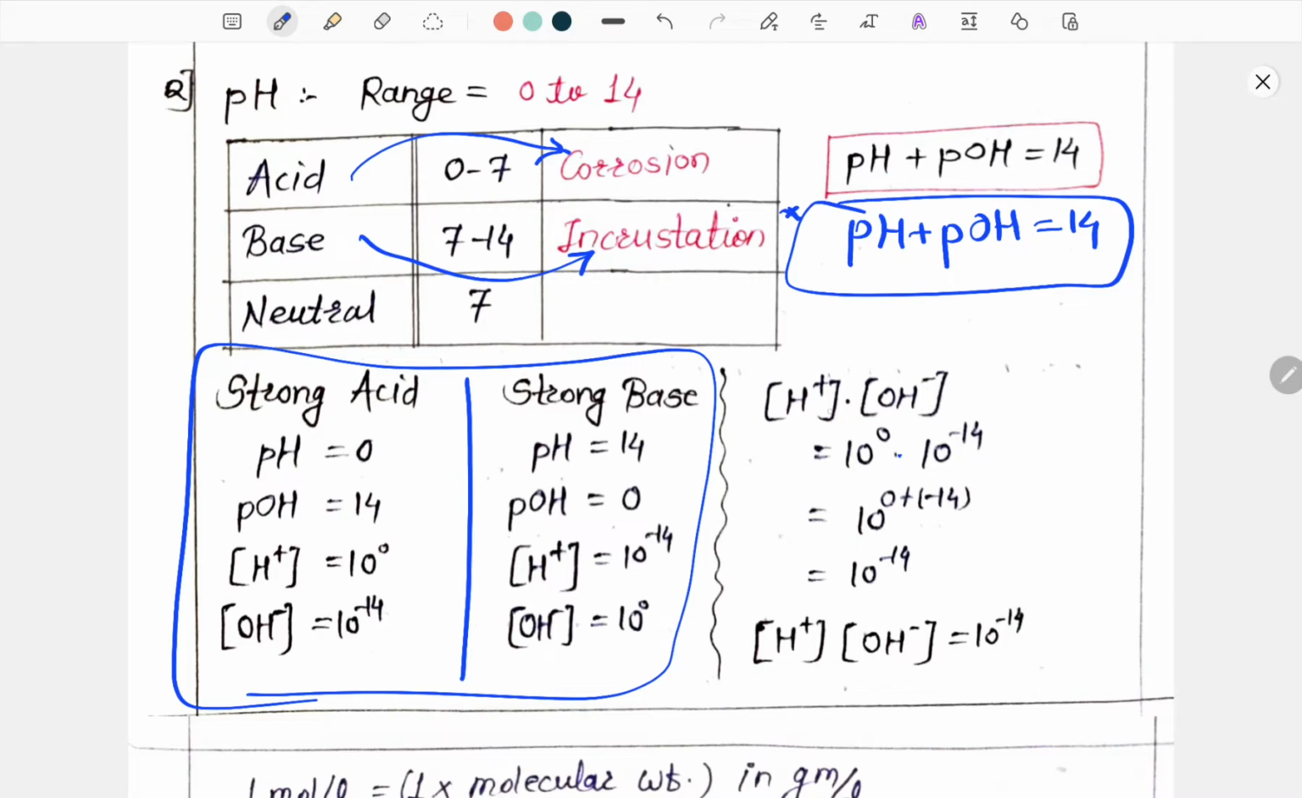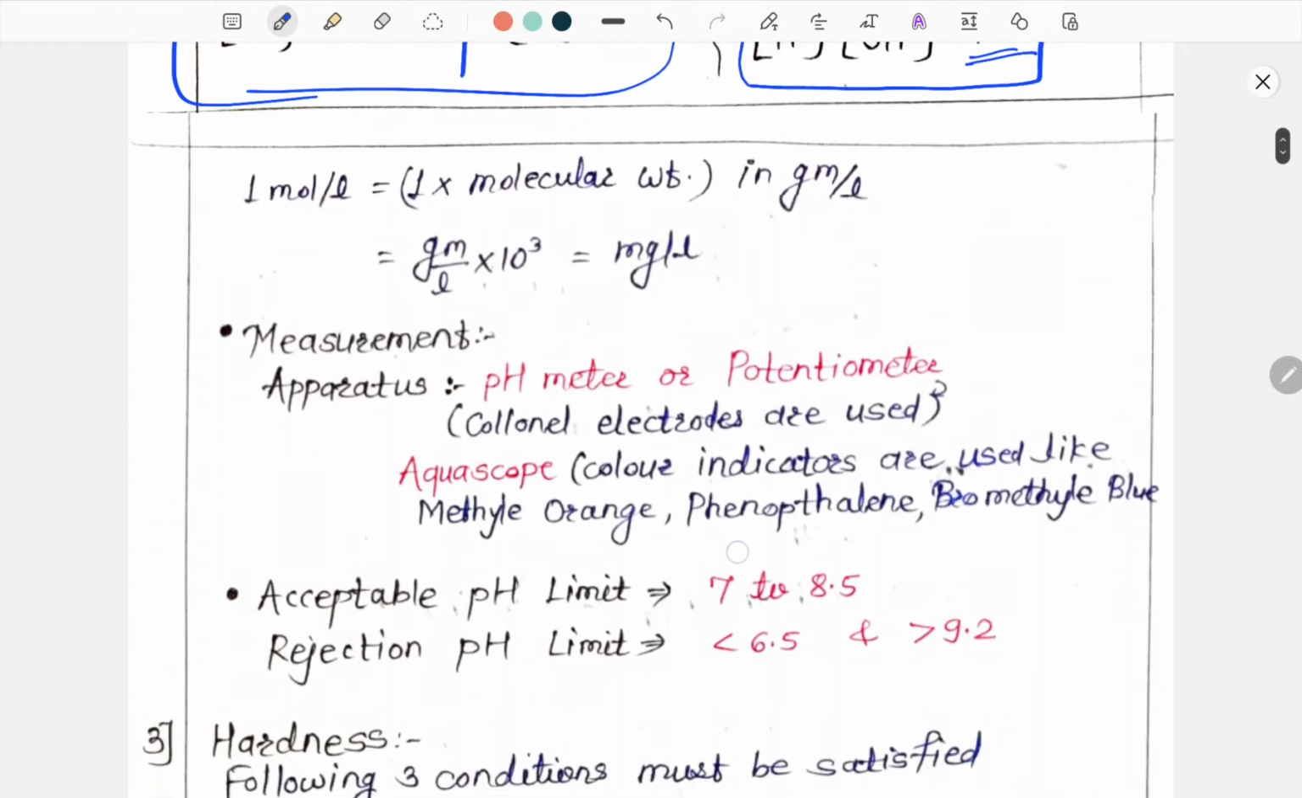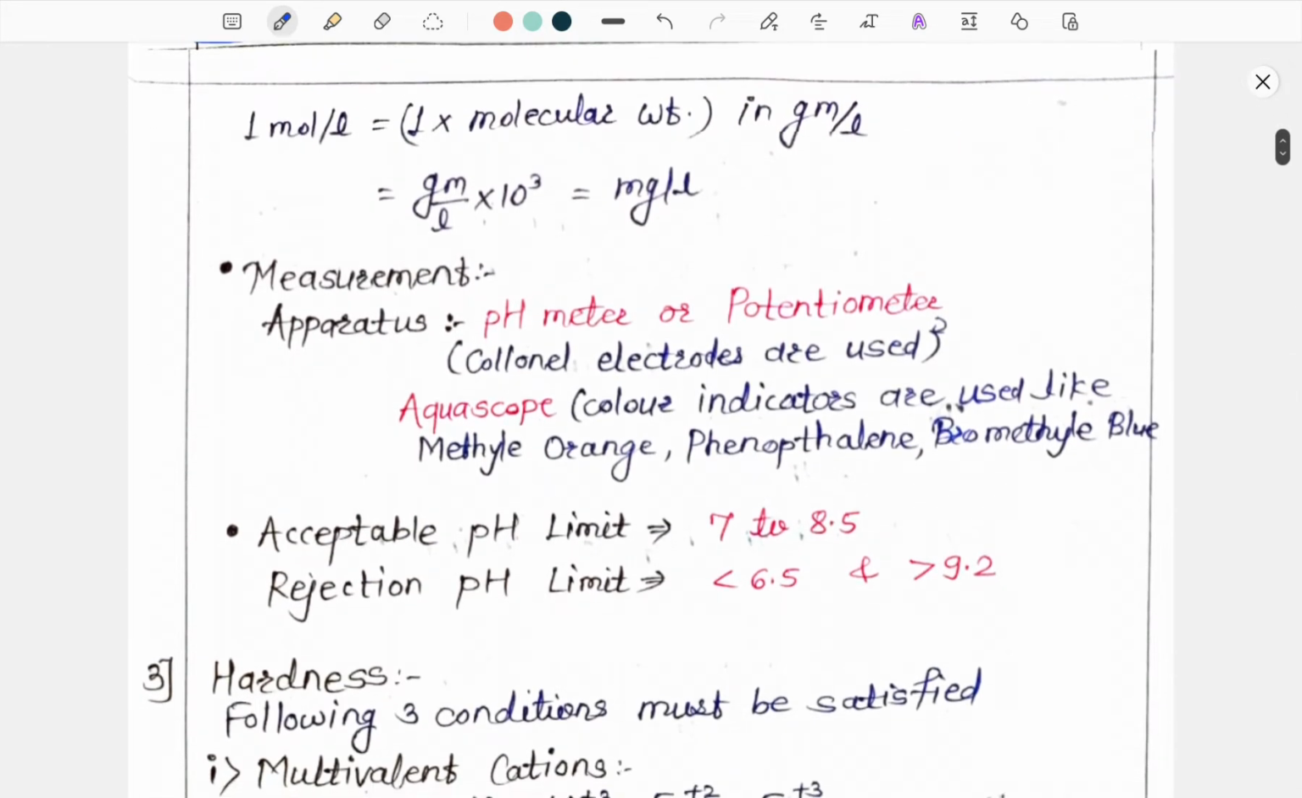Here, the multiplication of the concentration of H plus ions and OH minus ions: in the case of a strong acid, the concentration of H plus ion is 10 raised to 0, multiplied by the concentration of OH minus ion, which is 10 raised to minus 14. So we will get 10 raised to 0 minus 14, which is equal to 10 raised to minus 14. So the multiplication of the concentration of H plus ion and OH minus ion will be 10 raised to minus 14. Remember this one.